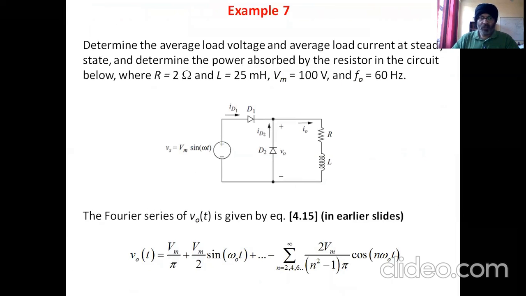So these are the examples. This circuit is given. We need to find out the power absorbed by the resistor in the circuit.